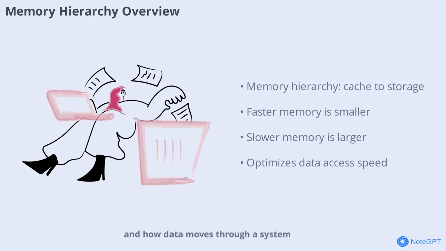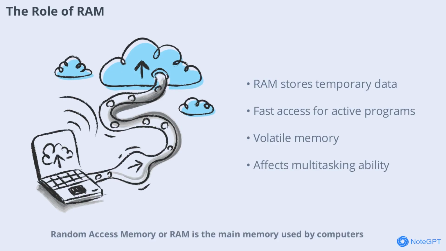Understanding how memory is organized helps us see why some computers feel faster than others, and how data moves through a system. Random access memory, or RAM, is the main memory used by computers to store data temporarily while programs are running. RAM is much faster than storage devices, allowing the CPU to quickly read and write information it needs right now. However, RAM is volatile, meaning all data is lost when the computer is turned off. The amount and speed of RAM can greatly affect how many programs you can run at once and how smoothly your system operates. Next, we'll look at how storage devices complement RAM.